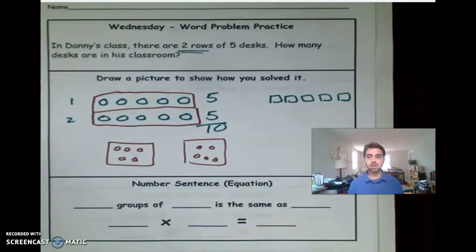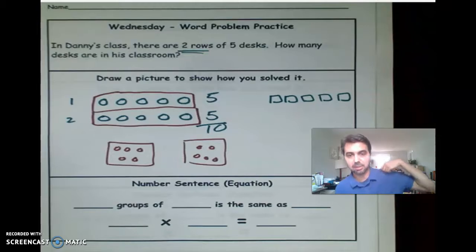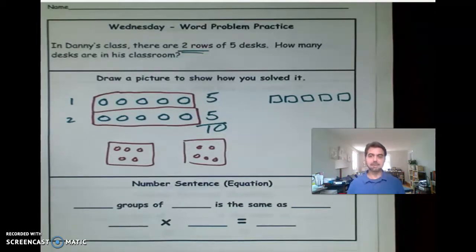If you have not written this down yet, can you pause it and please record this onto your paper, please? Thank you. And come on back when you're ready.